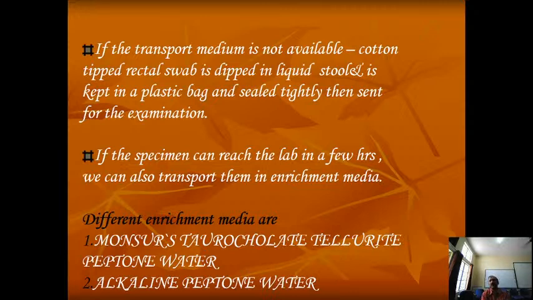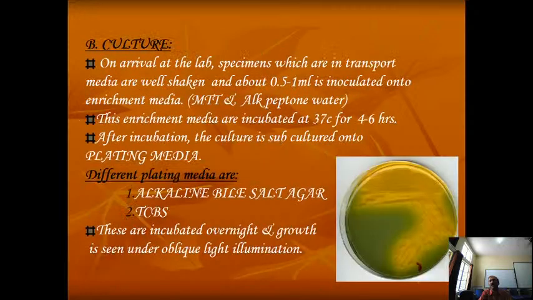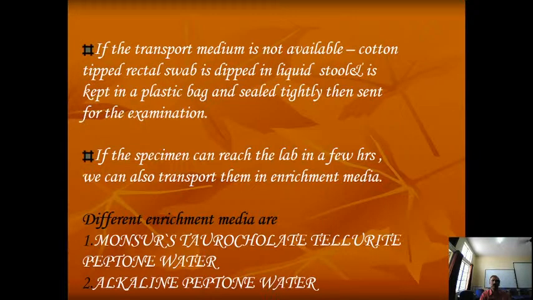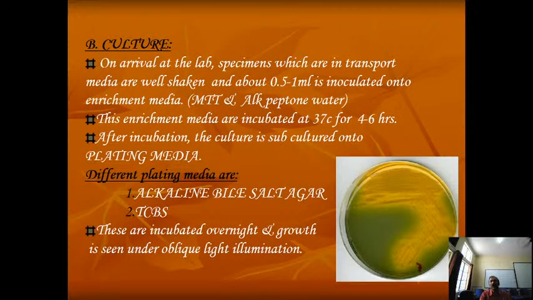We can also transport it in some enrichment media. Some of the enrichment media are Monsur's taurocholate, tellurite, peptone water and alkaline peptone water. Both these can be used as enrichment media for transportation. On arrival in the lab, the specimen in transport medium is shaken and then 0.5 to 1 ml is inoculated in the enrichment medium, which I mentioned: Monsur's taurocholate, tellurite, peptone water or alkaline peptone water.